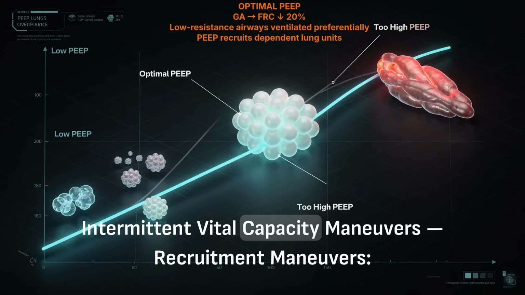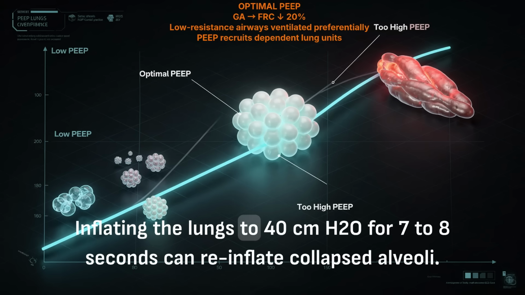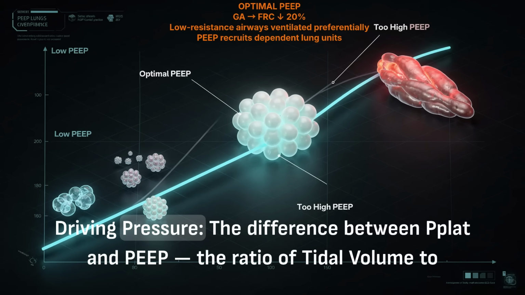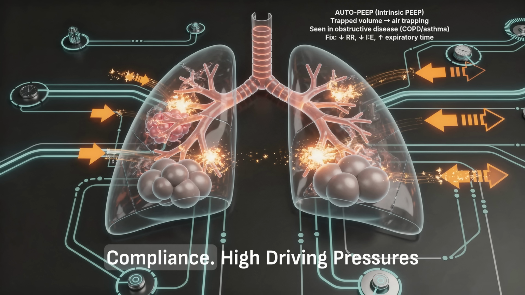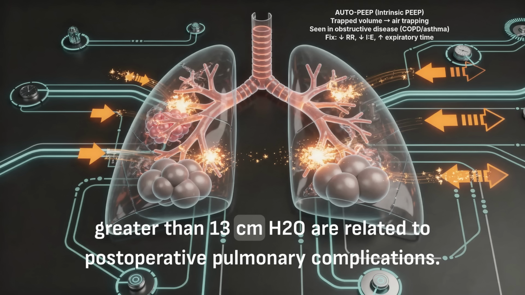Intermittent vital capacity maneuvers, recruitment maneuvers. Inflating the lungs to 40 centimeters of water for 7 to 8 seconds can re-inflate collapsed alveoli. Driving pressure. The difference between PLAT and PEEP. The ratio of tidal volume to compliance. High driving pressures, greater than 13 centimeters of water, are related to post-operative pulmonary complications.